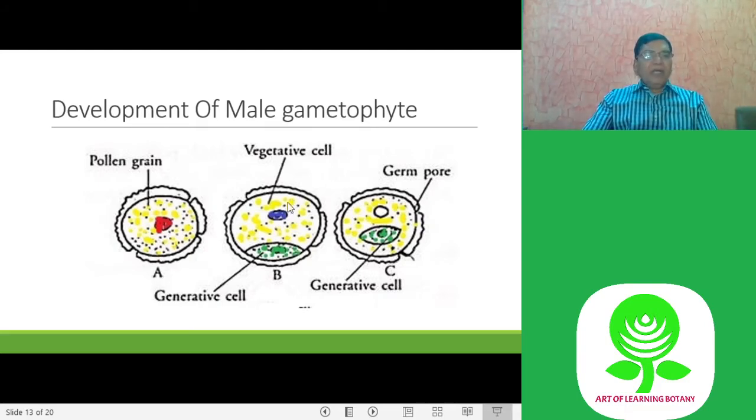After some time, the generative cell is pinched off into the cell of the vegetative cell. So you will find a cell within a cell, right? This is one cell within another cell, the generative cell within the vegetative cell. Okay. So this 2 cell stage occurs in 70% of the angiosperms.